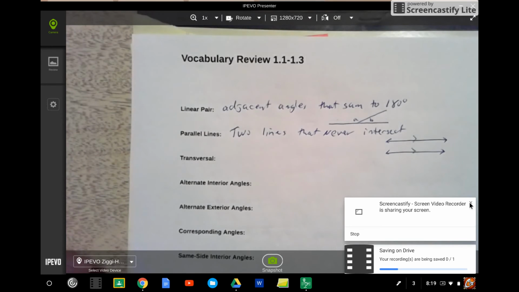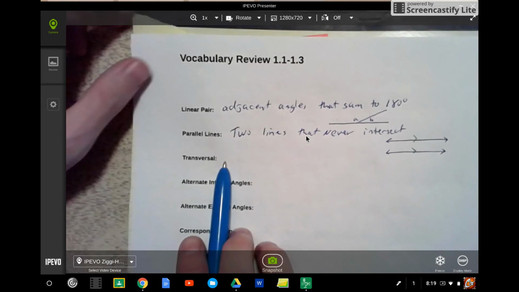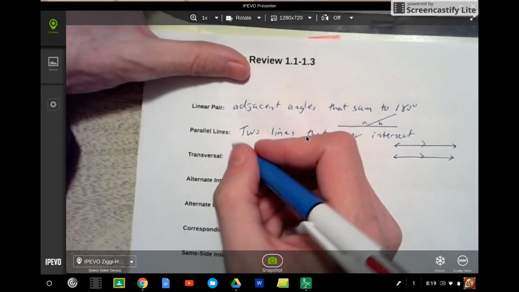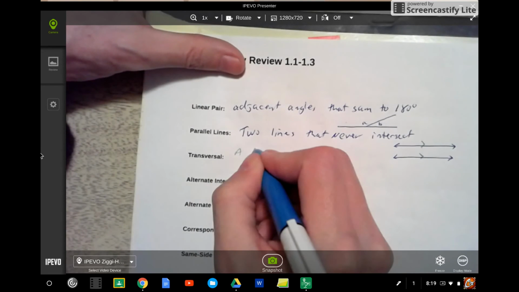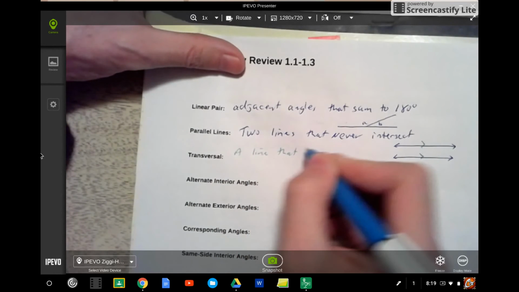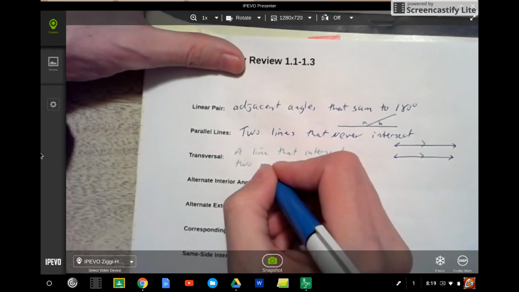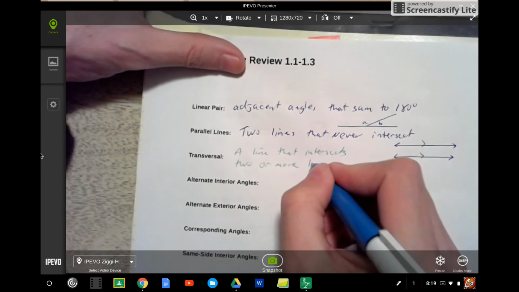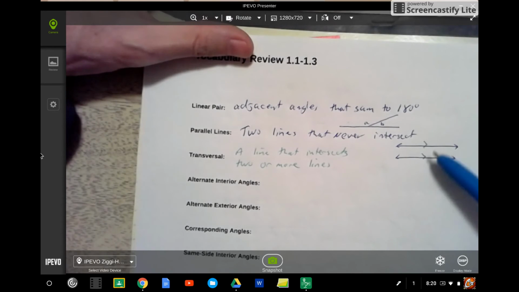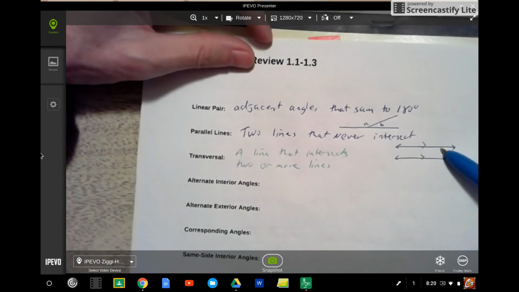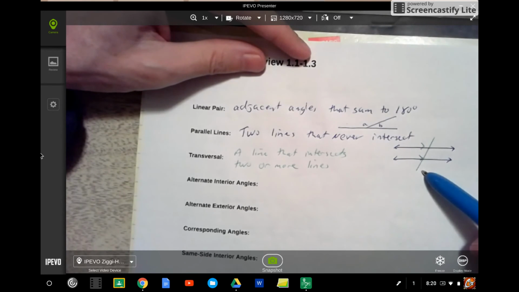All right, so looking at the last of these terms, we've got transversals. We said a transversal is basically a line that cuts through two lines. A line that intersects two or more lines. And we said transversals become really important when they cross parallel lines. Okay, so if these are my parallel lines, there's my transversal. Okay, so that's what we're looking at.